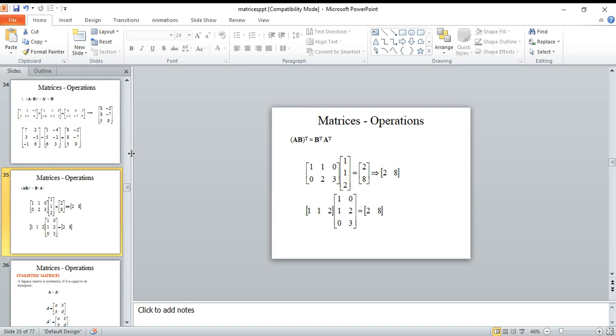Next, B transpose into A transpose. Here B transpose is the column matrix 1, 1, 2 converted to a row matrix [1 1 2], and A is converted to A transpose as [1 0; 1 2; 0 3]. Multiply these two. First row with first column: 1 into 1 is 1, 1 into 1 is 1, 1 plus 1 is 2, and 2 into 0 is 0, so 2. Next, multiply with the second row: 1 into 0 is 0, 1 into 2 is 2, 2 into 3 is 6, 2 plus 6 is 8. Therefore, (AB) whole transpose equals B transpose A transpose.